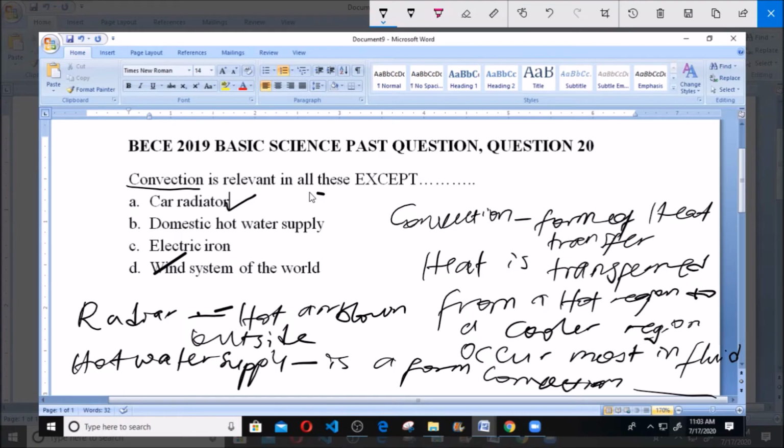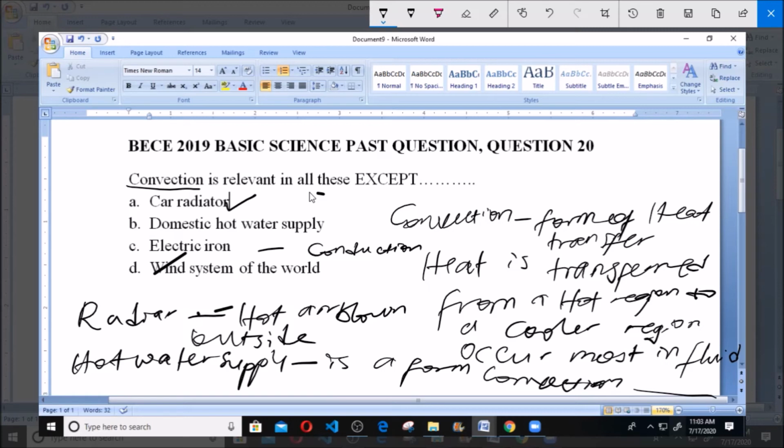Now your electric iron: the principle behind the electric iron is not convection. Instead, electric iron undergoes conduction, because conduction is a transfer of heat through an intervening medium. When the electric iron is heated, the heat is transferred through the solid, which is the metal. So it undergoes conduction, not convection.